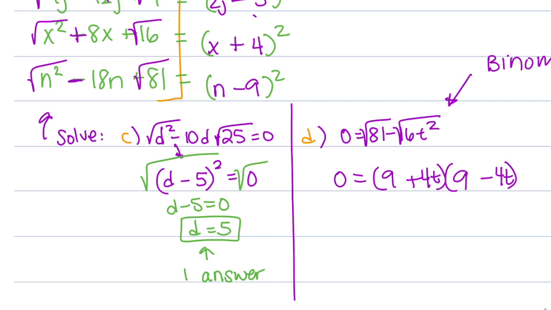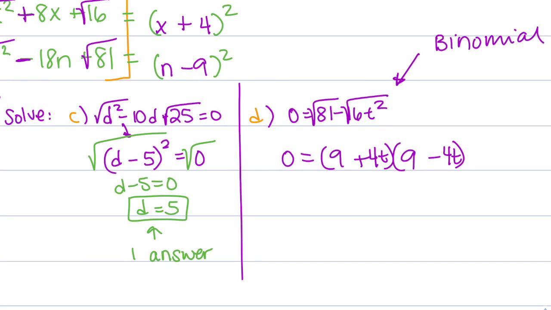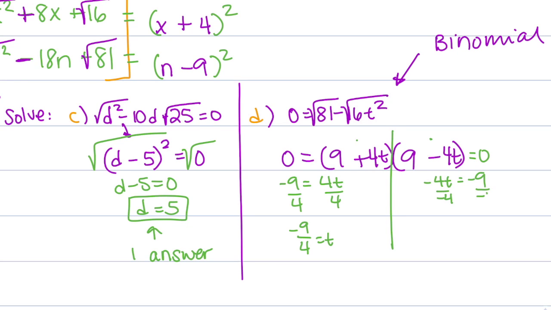Over here, we use the zero product property and say that, well, if this times this equals 0, then both could be 0. And so we subtract 9, and we get this, and then divide by 4. So we have negative 9 fourths is t. And then if we subtract 9 over here, then we get negative 9, divide by negative 4. So then t is positive 9 fourths.